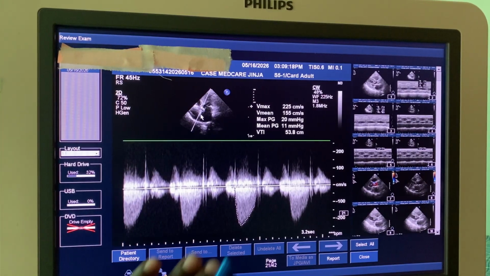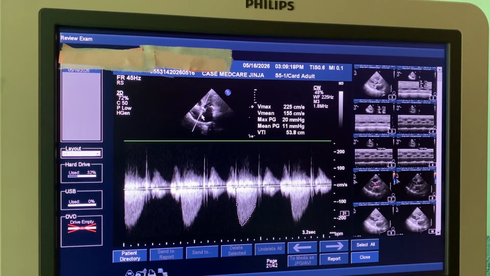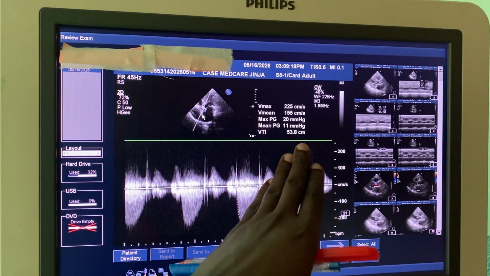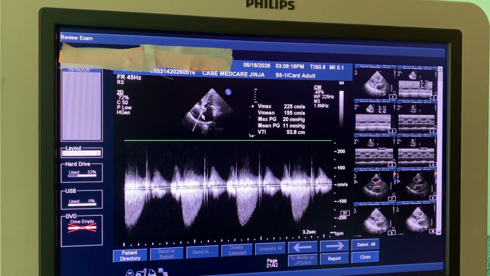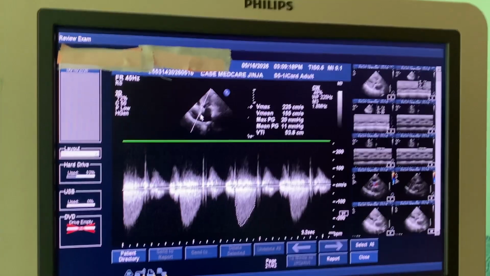So now, what does it mean? How do we grade AS by DVI? Because we said stroke volume across the aortic valve should be equal to stroke volume in the LVOT. Meaning if they are equal, the VTI should be the same. It should be 1. If DVI is more than 0.5, it is a mild form of AS.